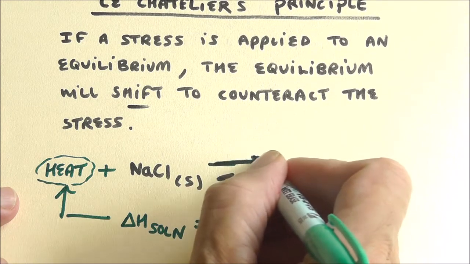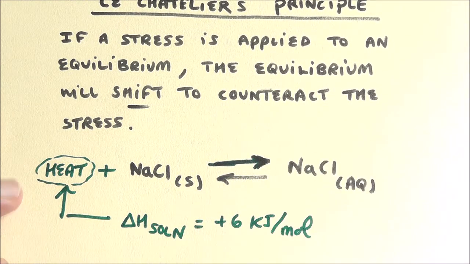I'll make the arrow more bold. And so the rate of it dissolving will increase, and that will dissipate the heat, and that's how it counteracts the stress. And so as you heat this, it will become more soluble because of the positive delta H of solution. What if you do the opposite?